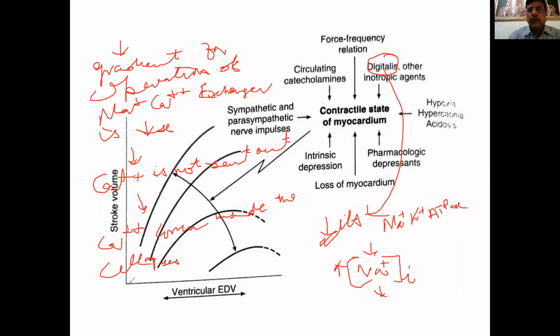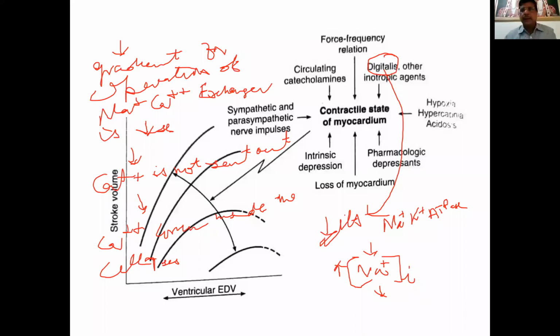Okay. So if you have not understood all the steps, don't bother. You just remember the sodium potassium pump is inhibited by digitalis. If the sodium potassium pump is inhibited by digitalis, ultimately what happens? Intracellular calcium ion concentration is going to increase, and the force of contraction is going to increase for the same length of the muscle fiber, and stroke volume is going to increase.